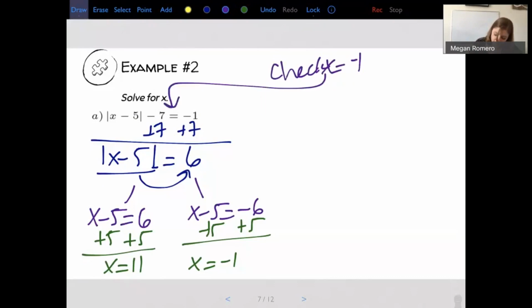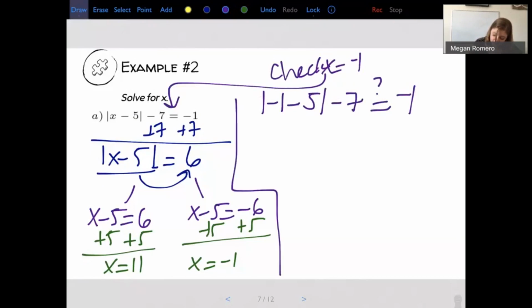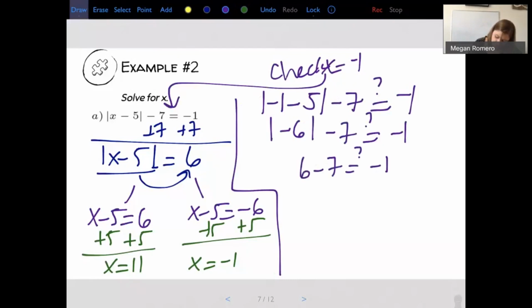So we'd have the absolute value of negative 1 minus 5, minus 7, and we want to know if that's equal to negative 1. Negative 1 minus 5 is negative 6. The absolute value of negative 6 is 6, minus 7 equals negative 1, and we get negative 1 equals negative 1. So our answer checks out.